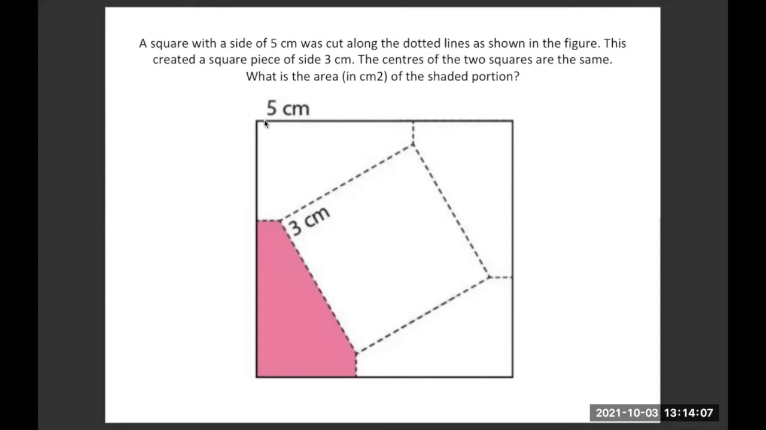Simple. 25 is the area of the bigger square. 9 is the area of the smaller square. 25 minus 9 is 16. 16 is the area of the remaining part when you subtract the 3 by 3 square from the 5 by 5 square. Now geometrically, that portion is divided into 4 parts. That's why I will divide 16 by 4 and the correct answer is 4 centimeter square.